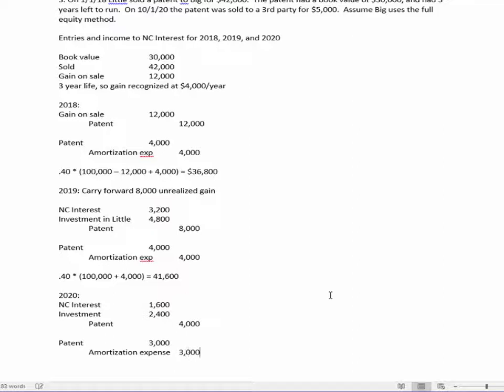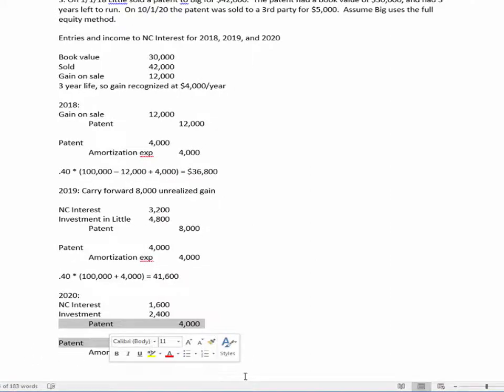And now the asset has been sold. So what do we do? Again, think of what we've got on our worksheet at this time. In our elimination entries, we went ahead and put a $4,000 credit to the patent on there, and then we got rid of $3,000 of it. So there's still $1,000 of patent credit on our worksheet that we have to get rid of because we no longer own the patent.